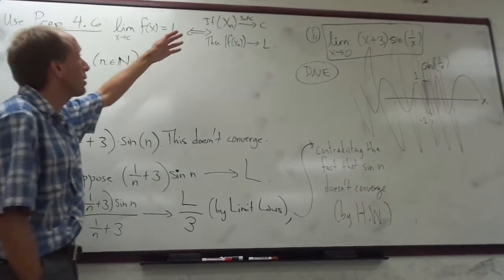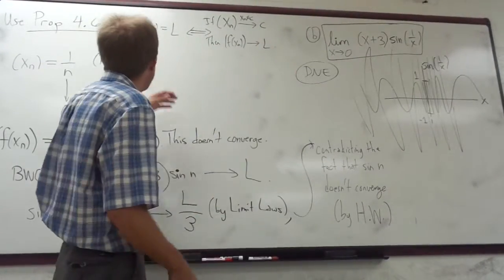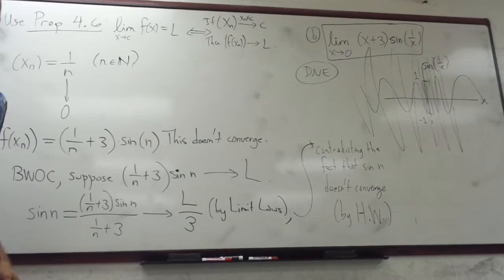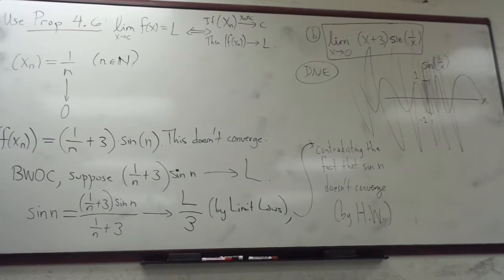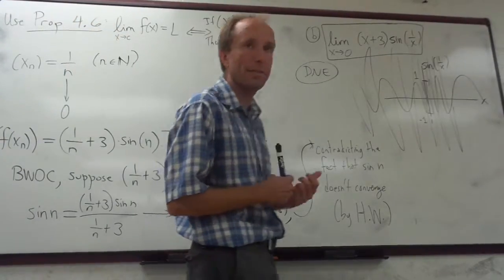We found a sequence that converged to 0. The image of the sequence did not converge to any number at all, so there is no L on this problem. There is no limit to this function. Make sense? Kind of nice. Nice and good.